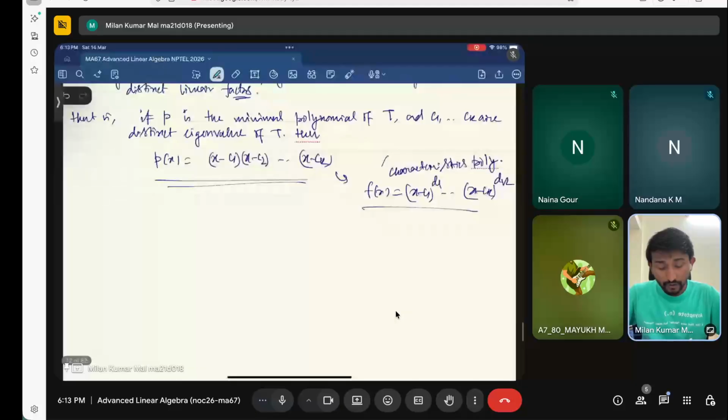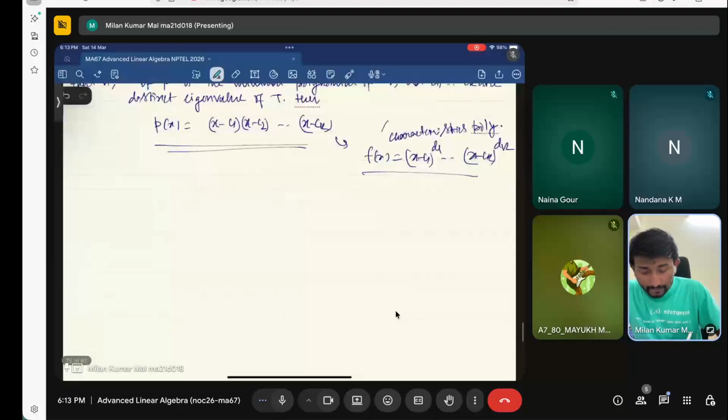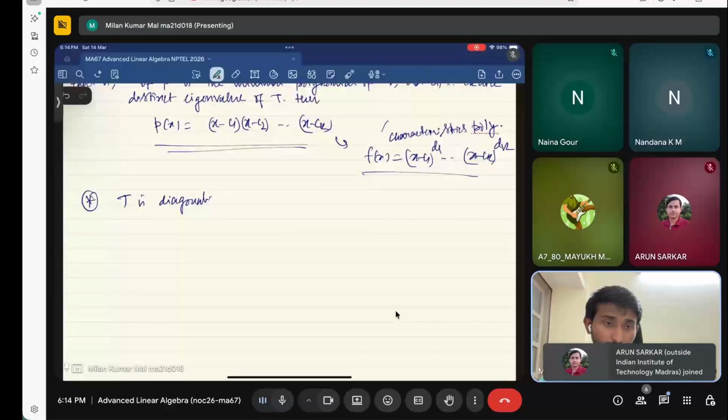So now, diagonalizable is this. Another fact about diagonalizable, which I have discussed in the last class: if T is diagonalizable, so this is something like that. Even if you have any doubt, you can ask here, and I will try to explain once again. In fact, apart from this, if you have any other doubt regarding this course content or assignment, you can ask. I'll try to explain those.